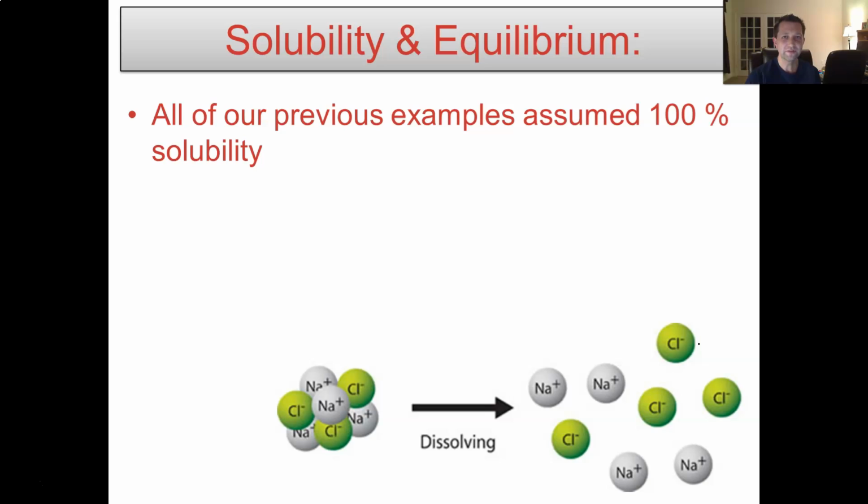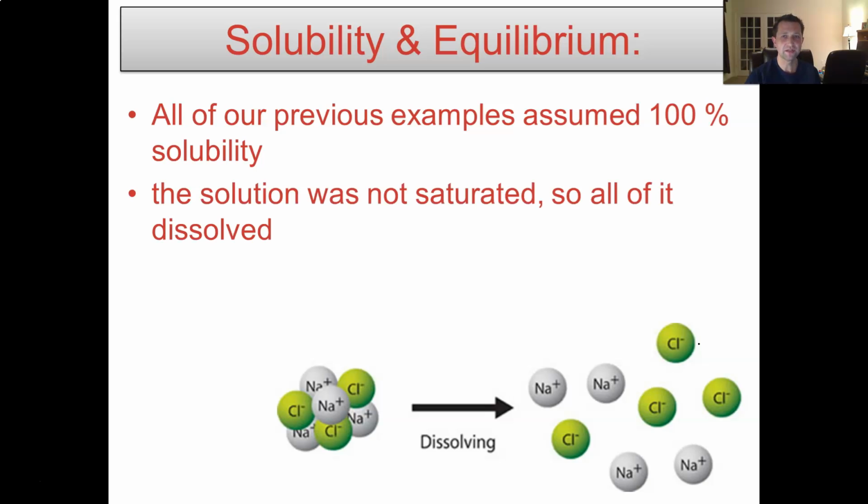So all of our previous examples that we just talked about assume 100% solubility, but a lot of the examples we're going to be doing going forward don't assume that. So the solution was not saturated, so all of it dissolved. Those are our previous examples. So you dissolve all of your NaCl, so you have no NaCl solid left over at the end of this reaction, and we have all ions.